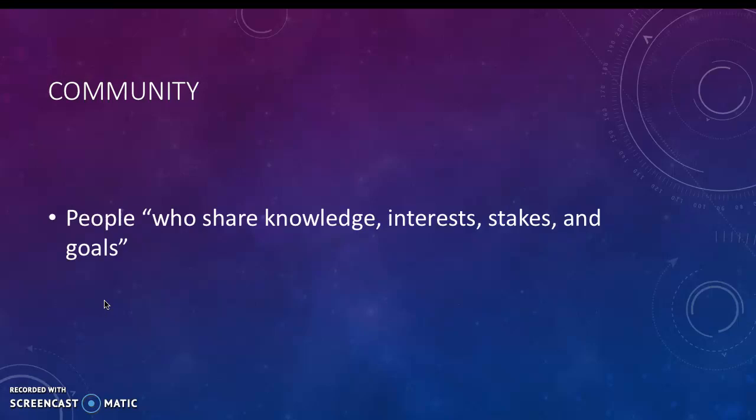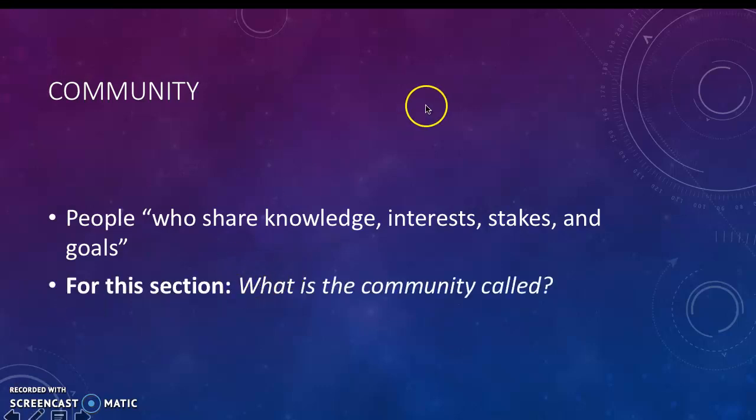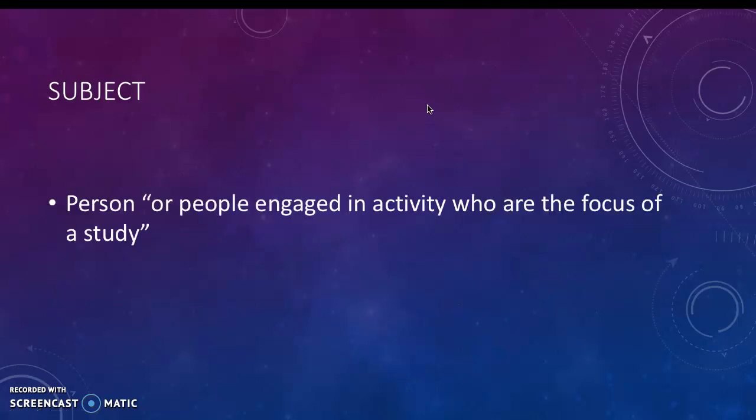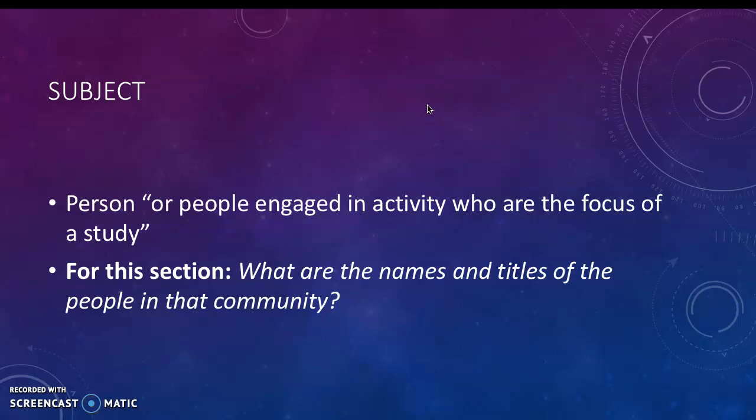It doesn't matter where you start when you're analyzing activity triangle theory, what part of the triangle, but I always start with community and subject because it lets the audience know what community you're focusing on before you get into the other areas. So the community part of the triangle is the people who share knowledge, interests, stakes, and goals. To help with that, answer this question: what is the community called that you're analyzing? Subject: person or people engaged in activity who are the focus of a study. So for that section, think about what are the names and titles of the people in that community. They're the subject.